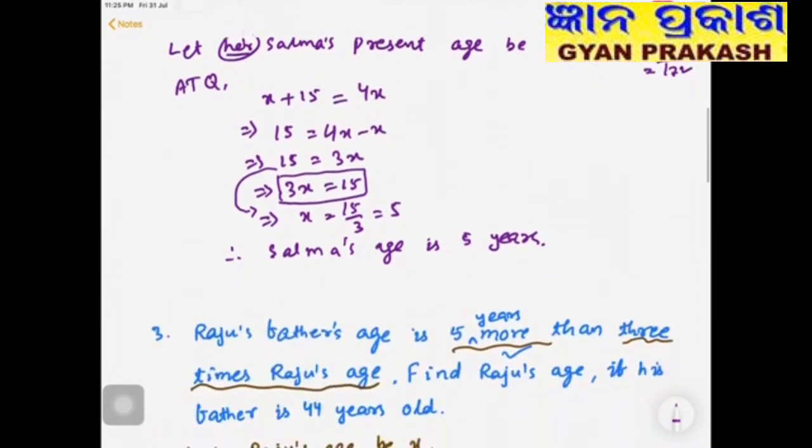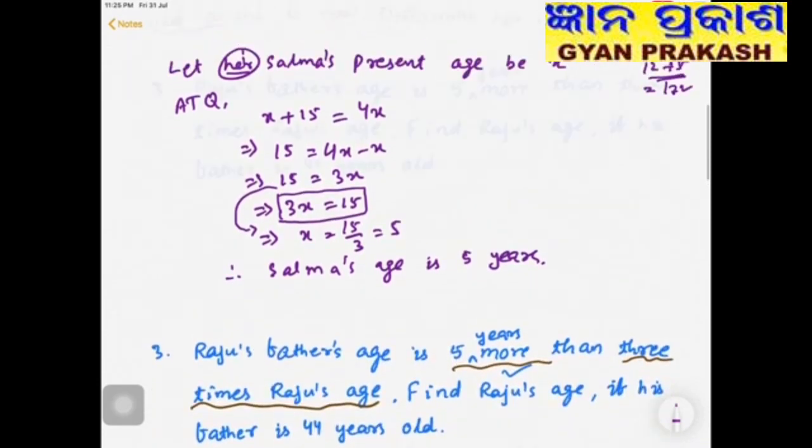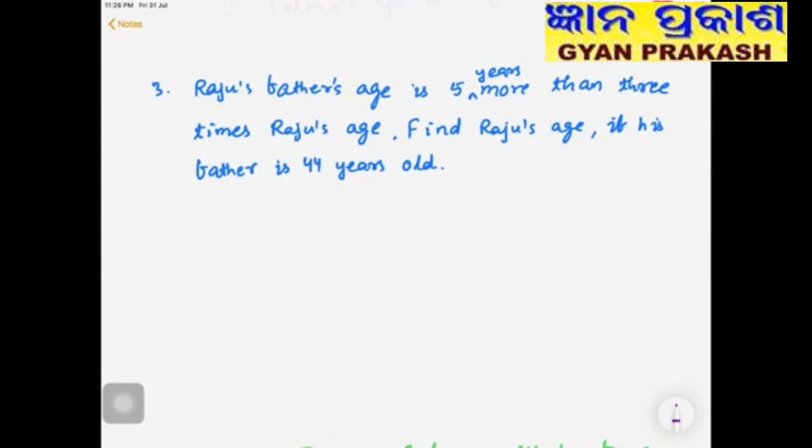Now let's take another example. Raju's father's age is 5 years more than 3 times Raju's age. Find Raju's age if his father is 44 years old. Okay. So we have to find Raju's age. Let Raju's age be x years.